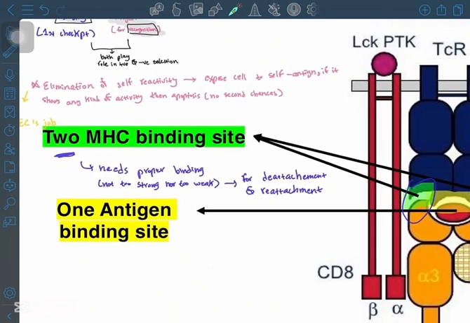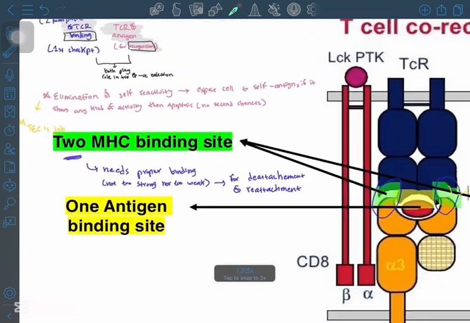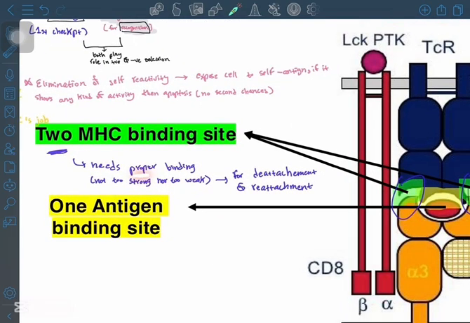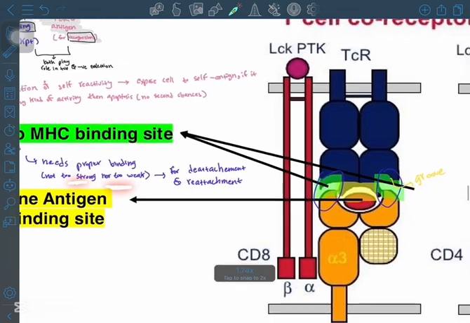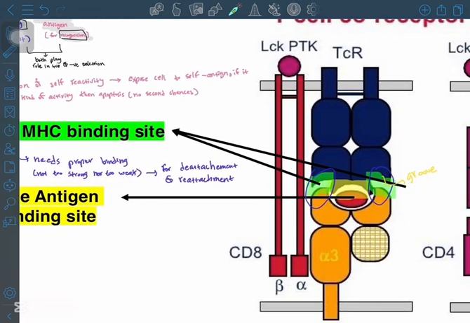And for MHC to be able to bind to TCR, it needs proper binding. Please focus on these keywords: proper binding, I need for it, okay? Proper binding means what? It is not too strong nor too weak. So it is good for detachment and reattachment.